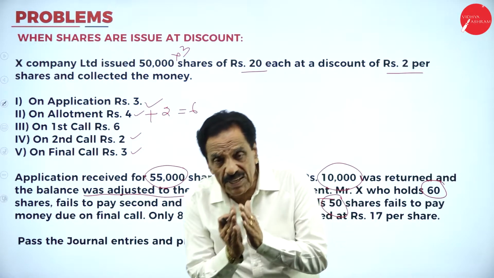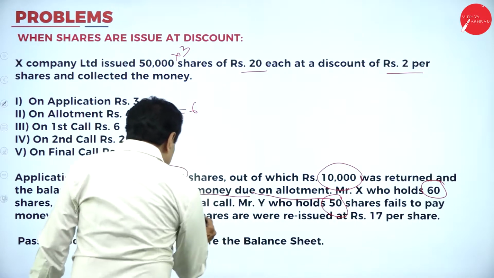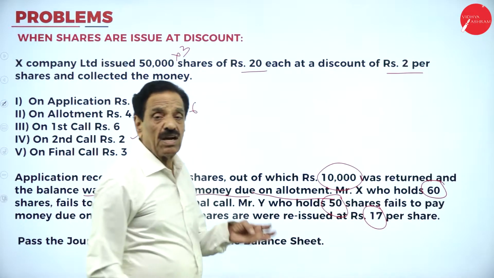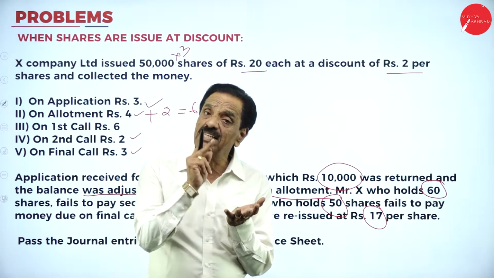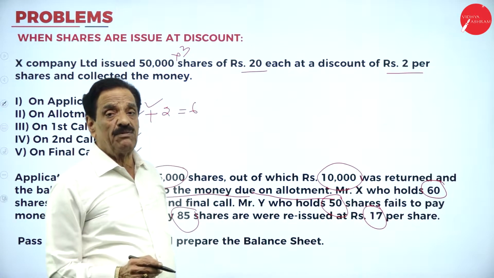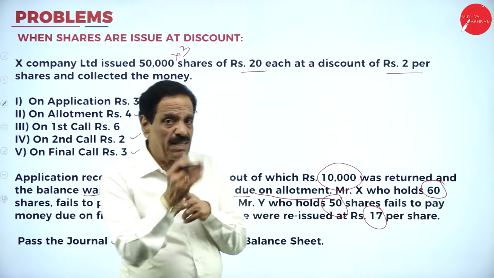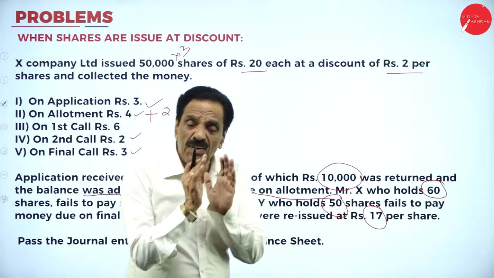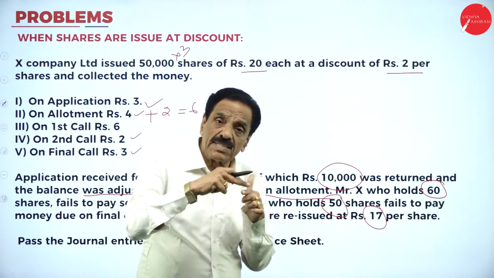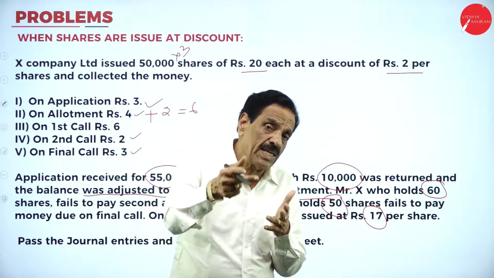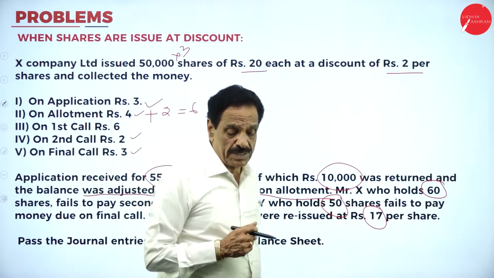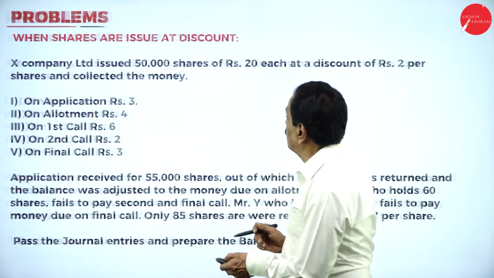So how many shares were forfeited? 110. But only 85 shares were reissued at rupees 17 per share. Or 60 of X, 50 of Y, 110 shares were cancelled out. Forfeited means cancelled out. But how many shares were reissued? Only 85. Forfeited, not reissued, to the extent of how many? 25 shares are there. So totally 60 plus 50 is 110, reissued 85, how many shares left over? 25, forfeited, not reissued, at what rate? Rupees 17. I will show how it will be worked out now.